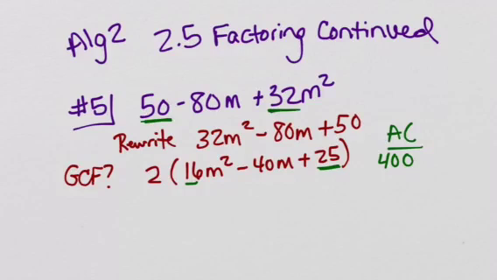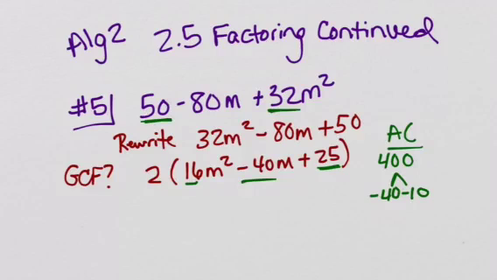Okay, so 400, we need to find factors of 400 that add up to negative 40. So right off the bat I'm thinking like 10 and 4. Okay, neither of those work. If I make both of them negative, neither of those work. How about maybe, 10 and 4 don't work. I'm sorry, it's 40 and 10. Okay, and those don't work.